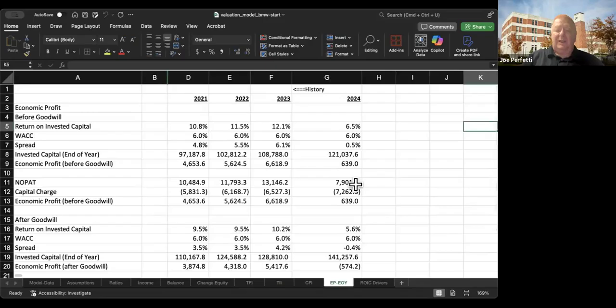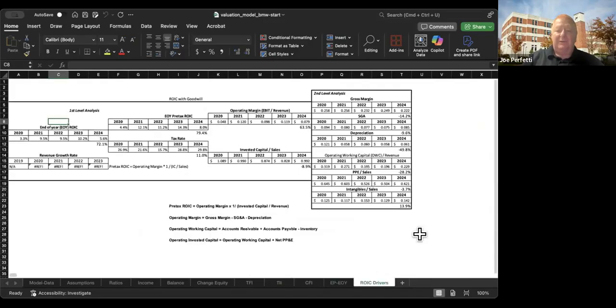All right. So essentially, the other tabs in the model, there's one called ROIC drivers. These are the ROIC trees that you did in the second section of the class. This is exactly where they came from, this model. Okay. So essentially, these are the ROIC trees. They're auto-generated based on historical data for the company.